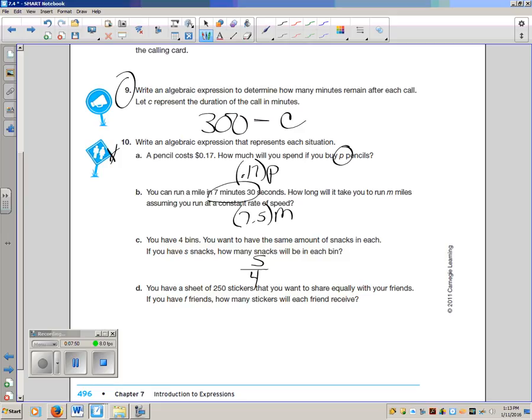D, you have a sheet of 250 stickers that you want to share equally. That's your keyword right there. If you have F friends, how many stickers will each friend receive? Changes from day to day, apparently, how many friends you have, but you always have 250 stickers. You're going to share it equally, so we're dividing it by F. 250 over F.